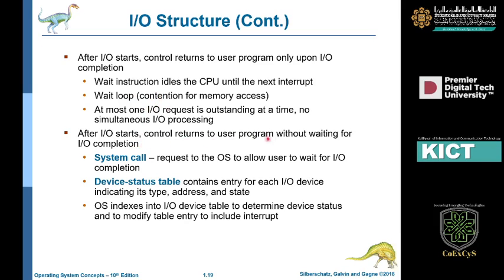But for control returns to the user program without waiting for IO completion, there is a system call that requests the OS to allow the user to wait for IO completion, right? So this requires more involvement through a system call.